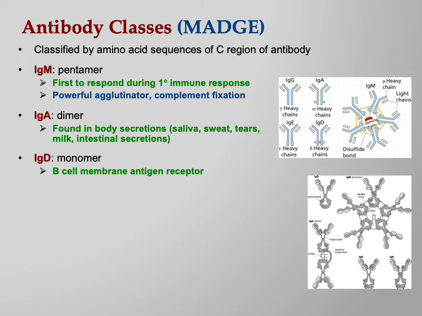The IgD antibodies are identical to the receptors on the B cells. Then IgGs, these are monomers again, so these are just single Ys. These are most, by far, of your circulating antibodies.